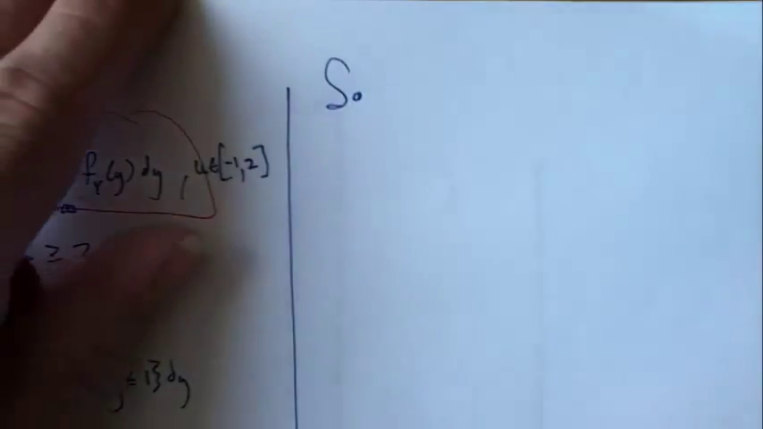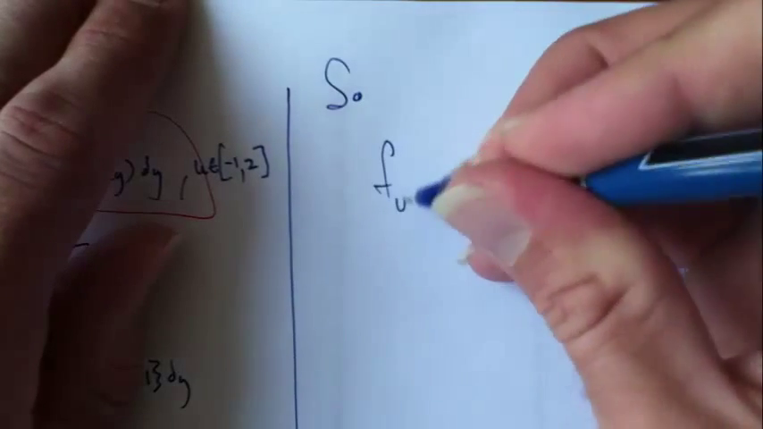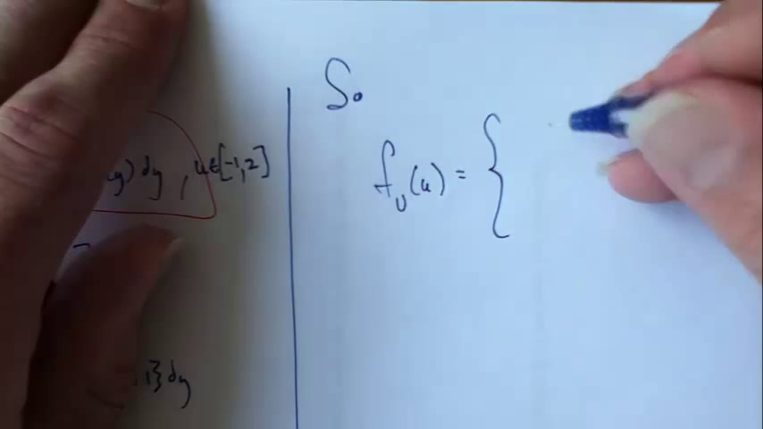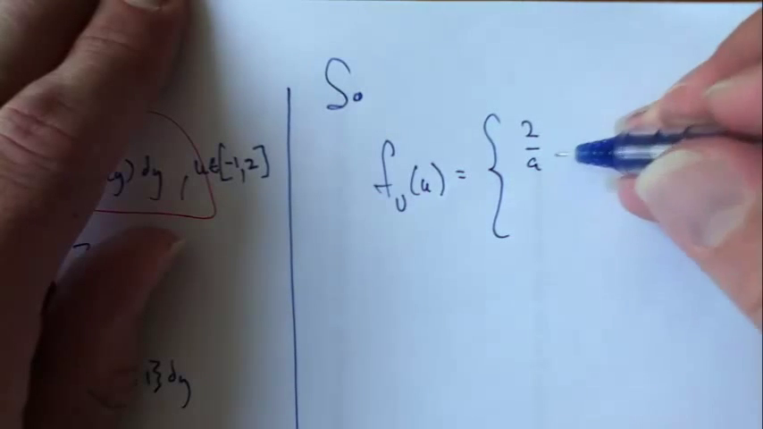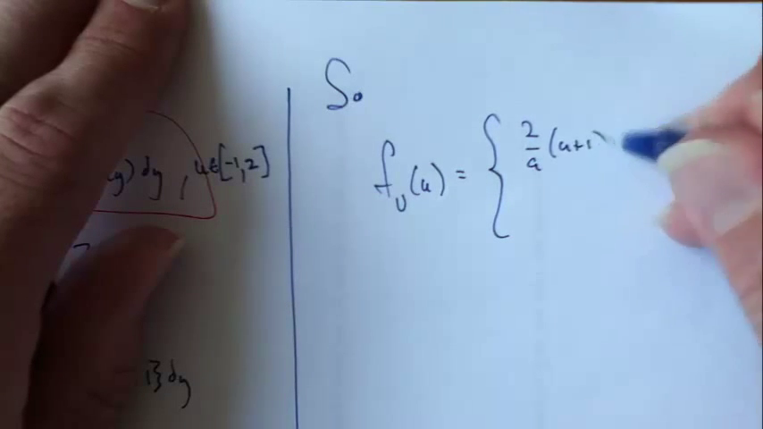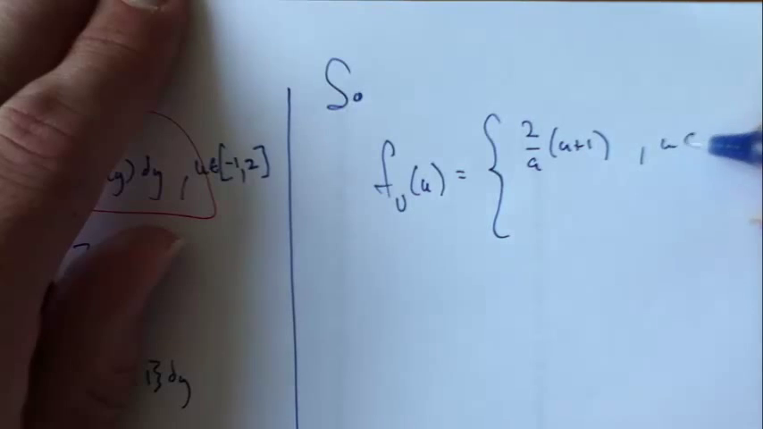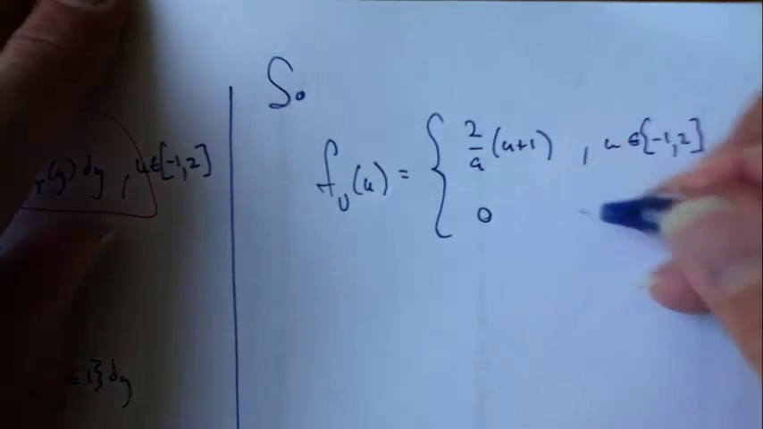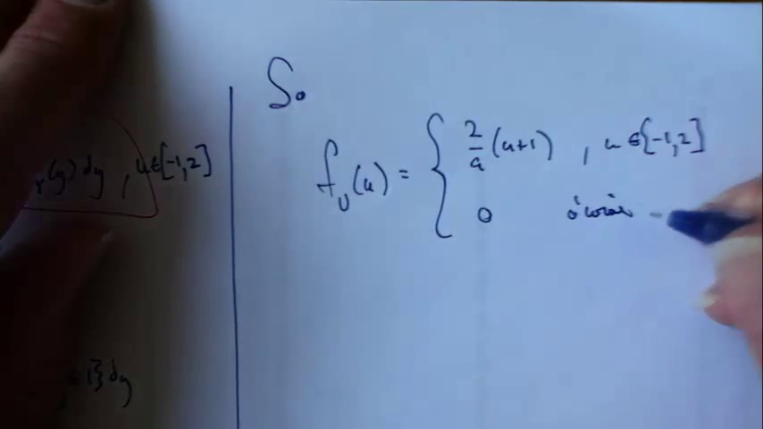So the density function for u, I can just write like this. It's 2/9 times u plus 1 for u between -1 and 2, and 0 otherwise.